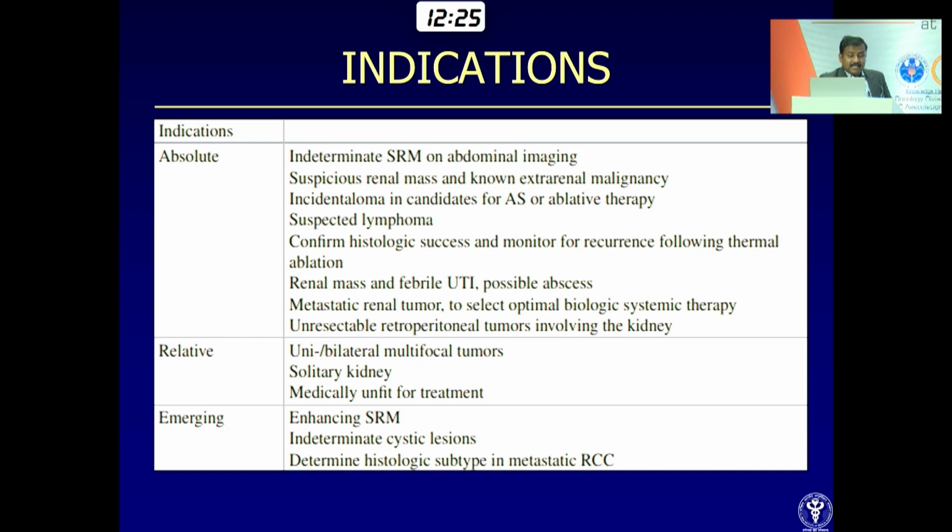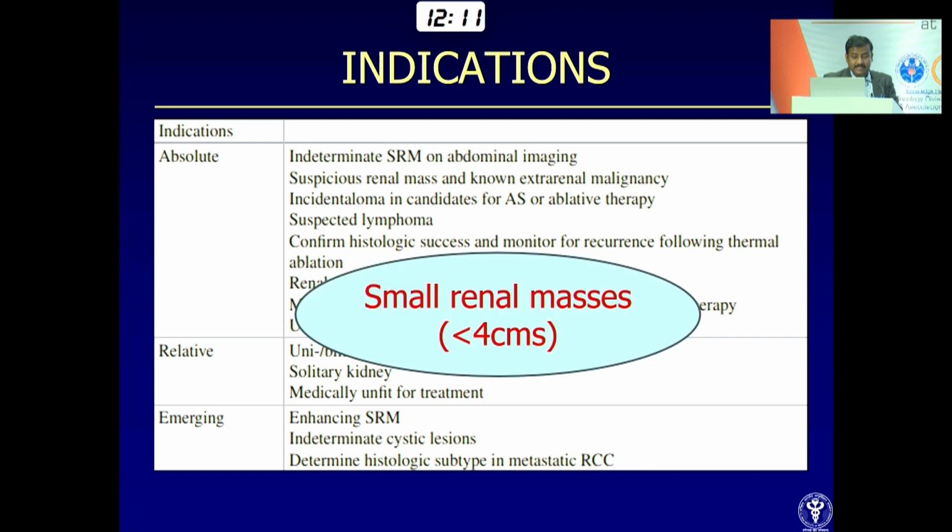The relative indications are patients with multifocal bilateral tumors, patients with solitary kidney, those who are medically unfit, and also in young patients to find out the exact histological subtype to decide the further treatment. So today I'll be focusing mostly on the small renal masses, the indications of renal mass biopsy, the complications and the accuracy in diagnosing.